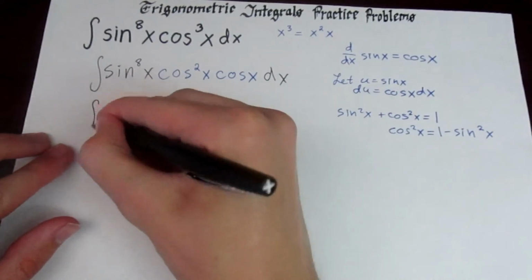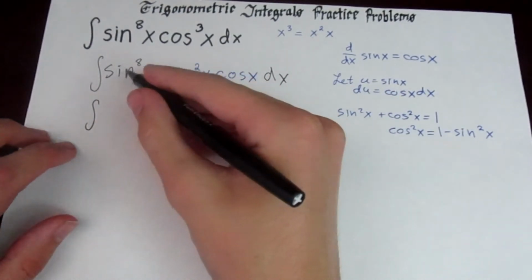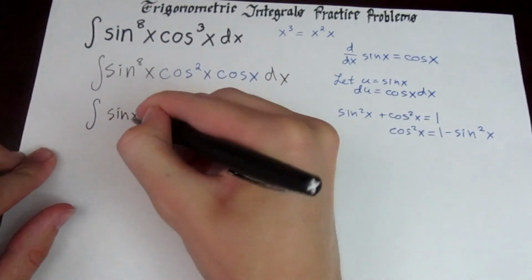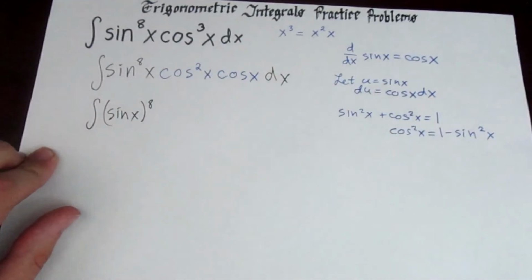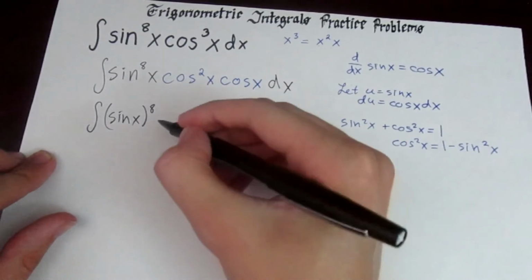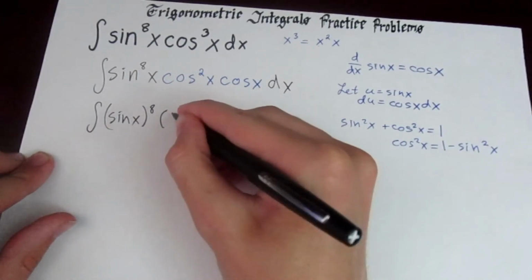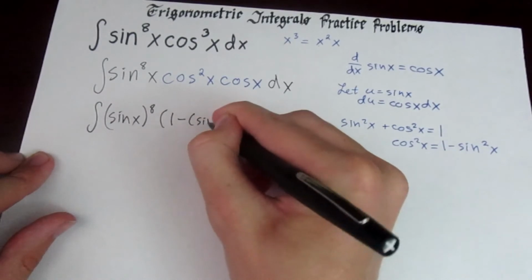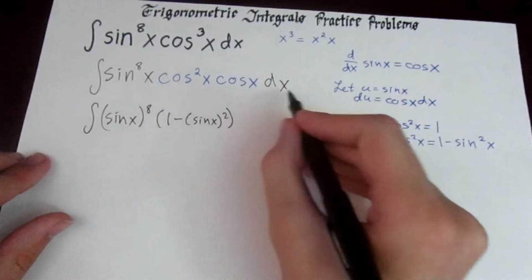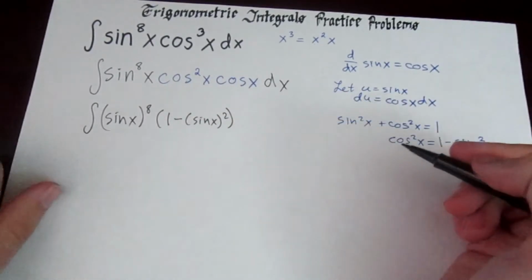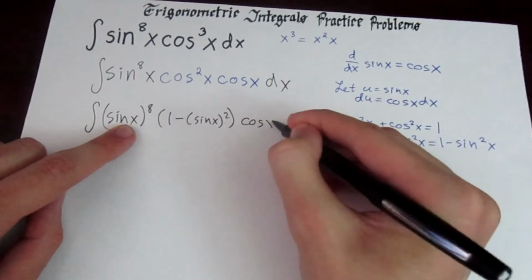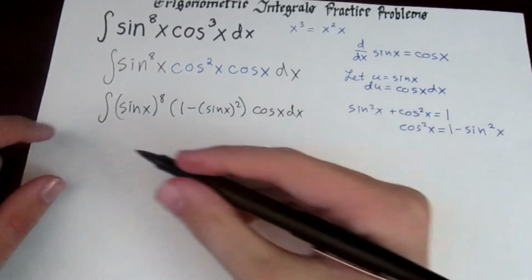And I'm going to write sine to the 8th power of x like this. Sine of x to the 8th, like that. And then I'm going to make a substitution. Cosine squared x is the same as 1 minus sine squared x. And then cosine x dx becomes du. However, we're still in terms of x right here, so just to be consistent, I'm just going to put cosine of x dx.